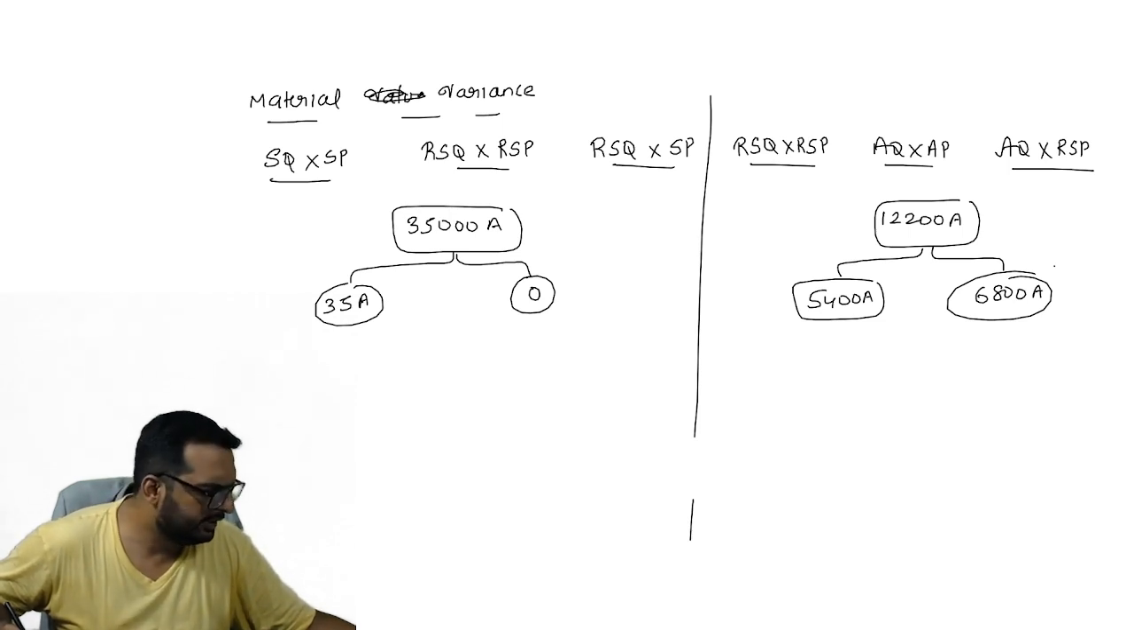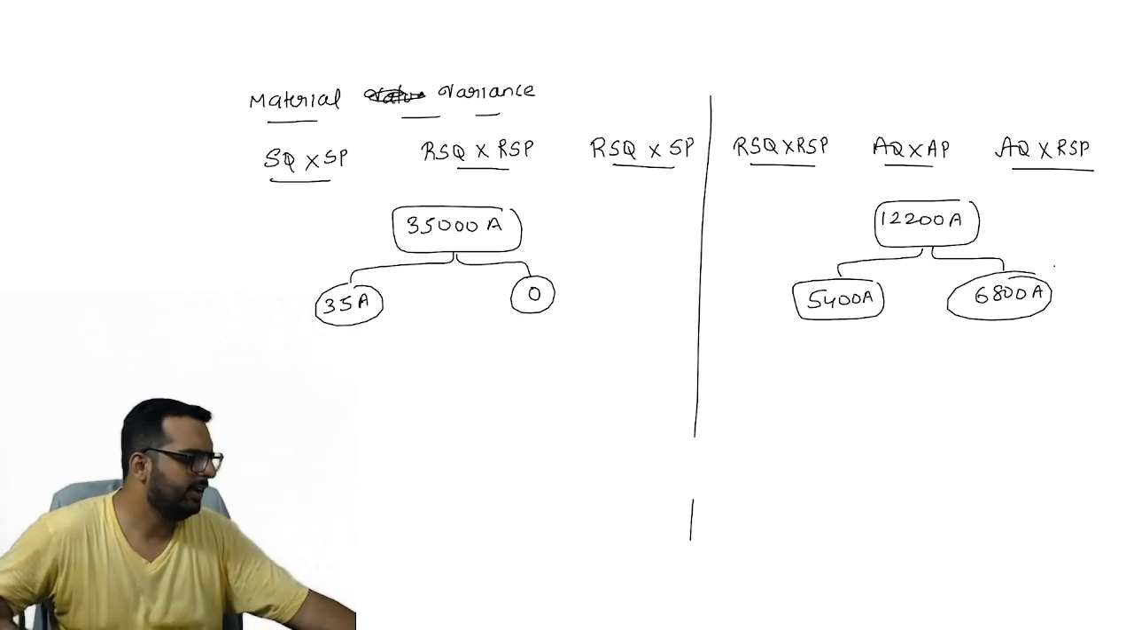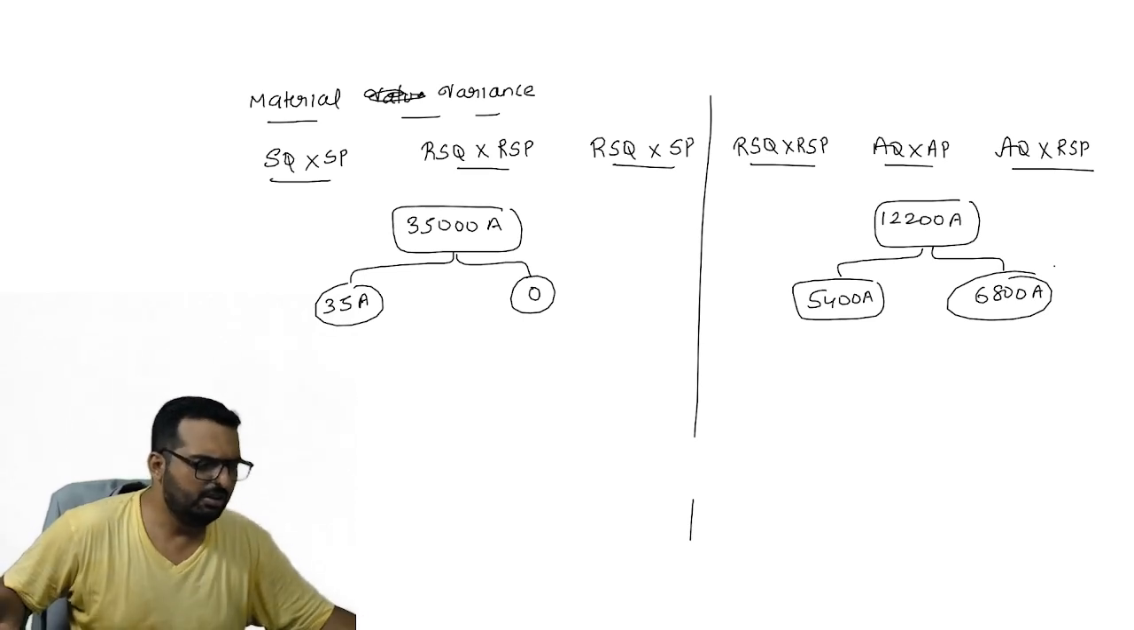Yes, correct. 43,200. Operational variance you get 5,400, 6,800. Yes, that is correct. Very good.